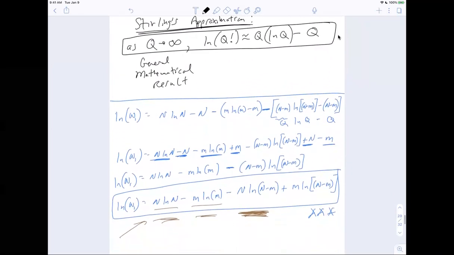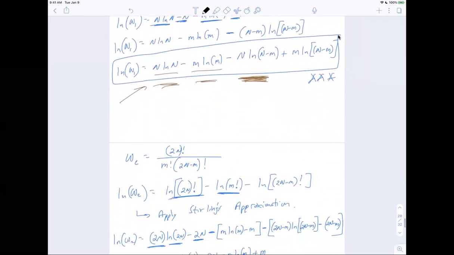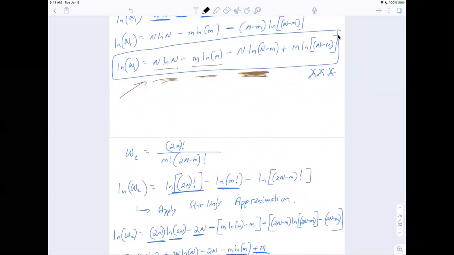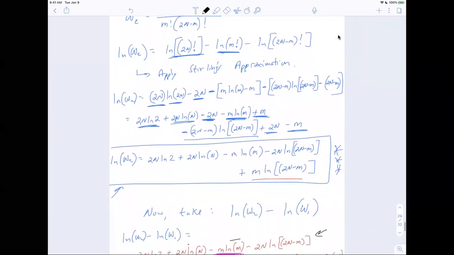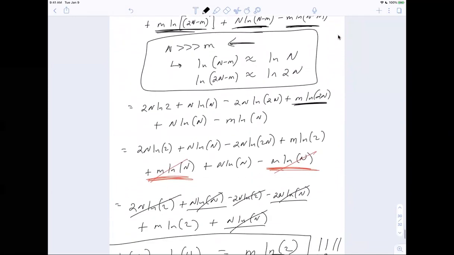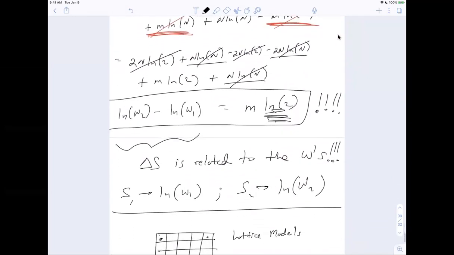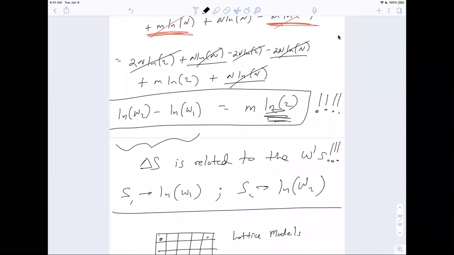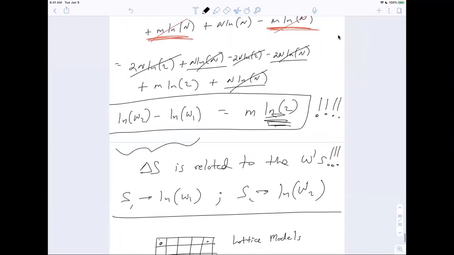And so we went through and we worked out our logs for the W1 and W2, and I'm not going to go through all of those details again. This is all online. But what we found at the very end is that log of W2 minus log of W1, okay, was related to, or was this expression right here, m times the log of 2.